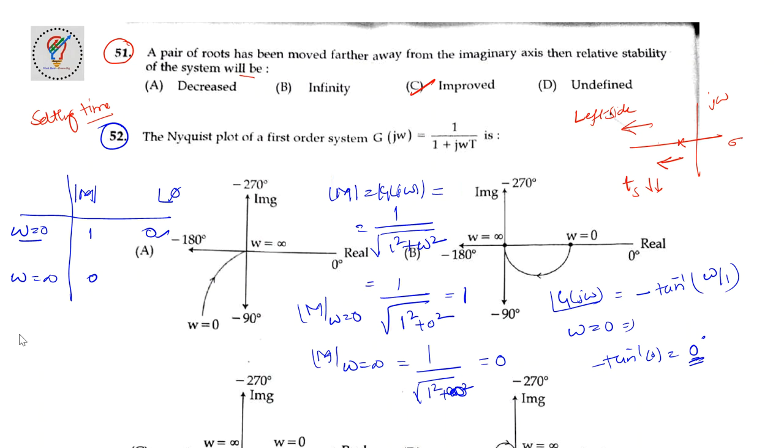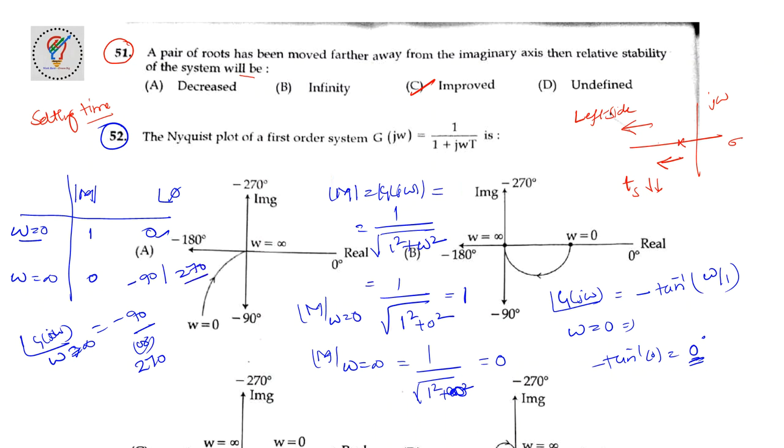And similarly, when omega tends to infinity, g of j omega angle is nothing but minus 90. So minus 90, it can be written as 270. So here we'll get it as minus 90 or we can write as 270.